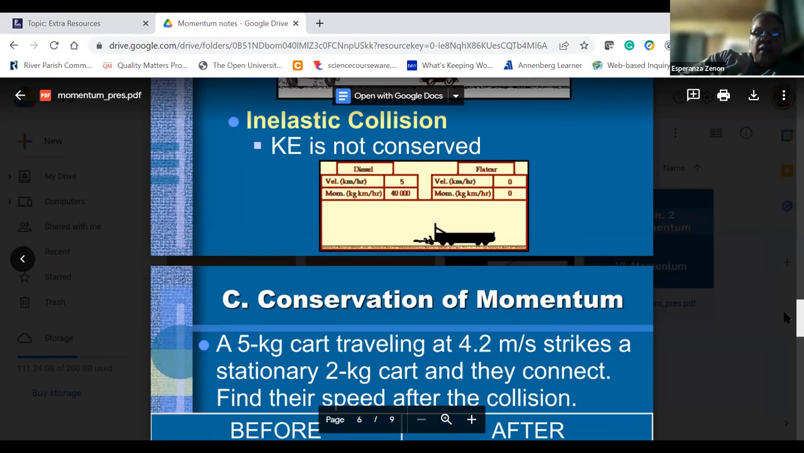But no matter, because afterwards, you will still have the same 40,000 kilogram kilometers per hour of momentum. It will just be shared between the diesel and the flat car. They will be hooked together and moving with the same velocity after, but still, the diesel will give up some momentum, the flat car will gain some momentum, and they will move off together after the collision.